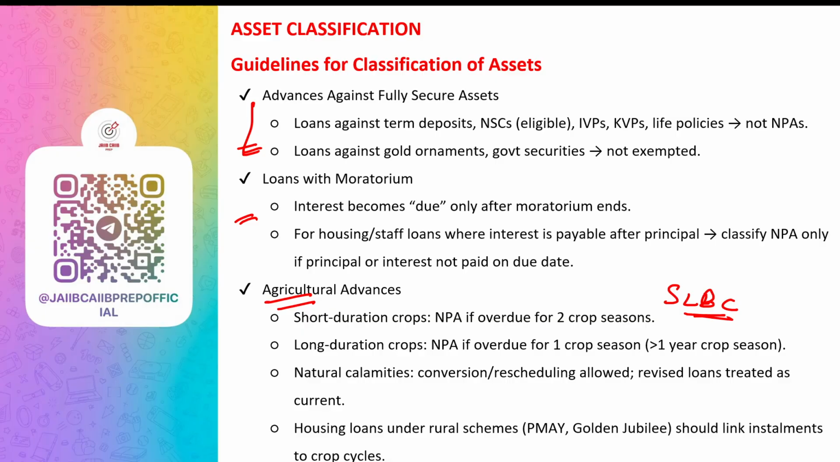Similarly, rural housing loans under government schemes, like Indira Awas Yojana, Golden Jubilee scheme. So the repayment schedule must match the crop cycle of the farmer.